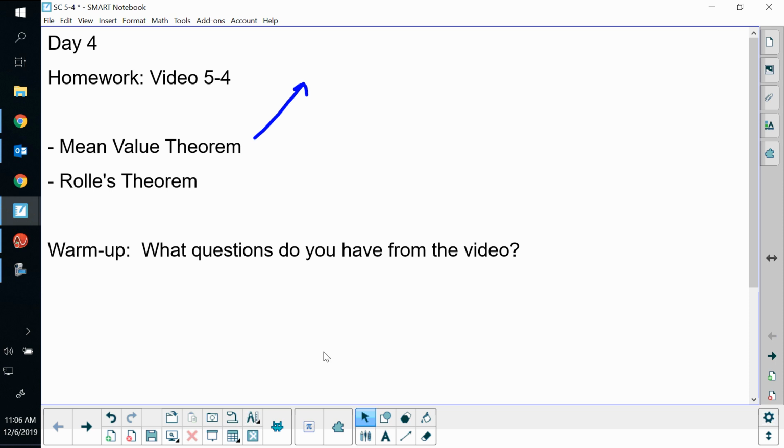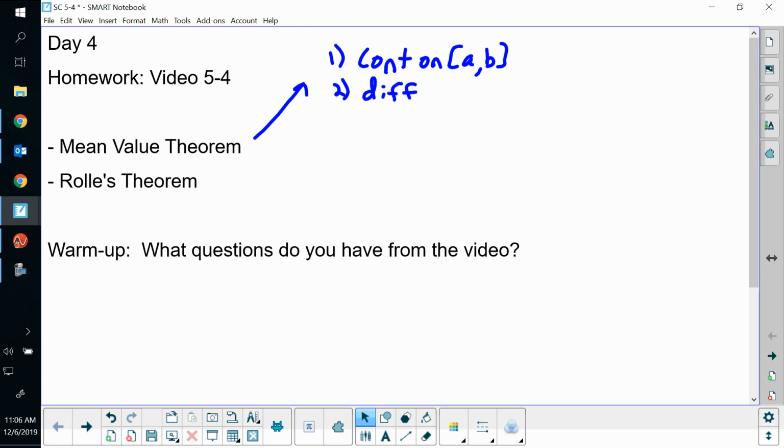The mean value theorem, first we need to know that it is continuous on a closed interval AB. And it also needs to be differentiable on the open interval AB. So continuous, we mean there's no holes, jumps, asymptotes. Differentiable, no corner points, no kinks.